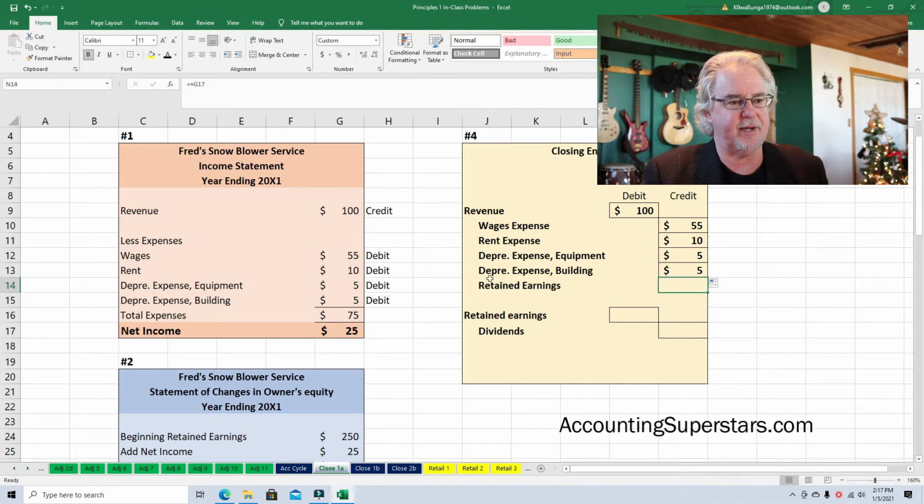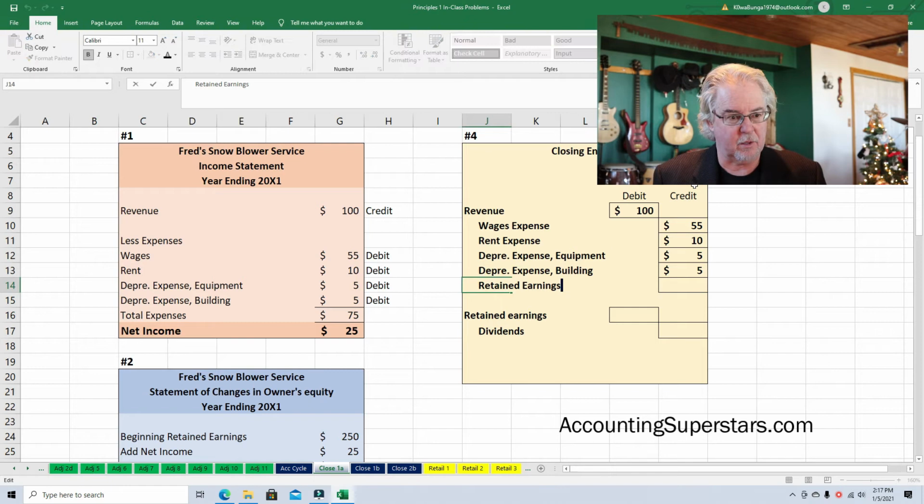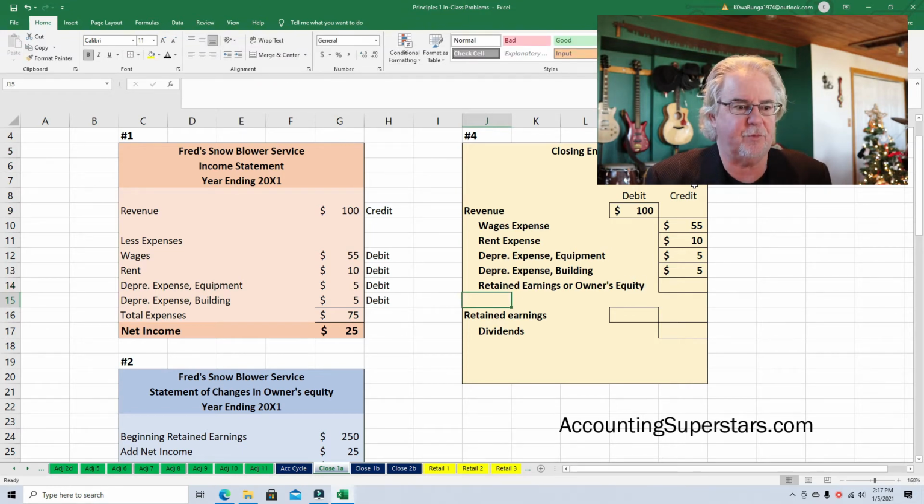I'll make a note of this right here. Or owner's equity, okay? Either one. It depends on what kind of a business you have. If you have a corporation, it'll be retained earnings. If you have a sole proprietorship, it'll be owner's equity.